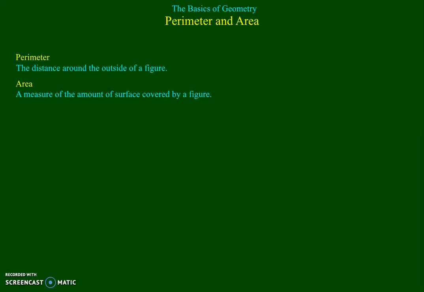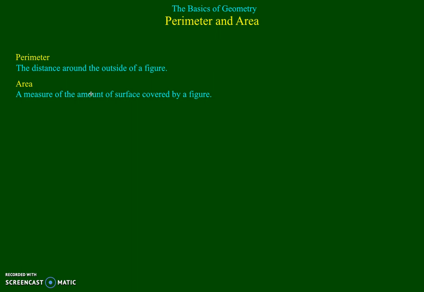This is part 7 of the series, The Basics of Geometry, and we're going to start this part off with the concepts of perimeter and area. Put simply, perimeter is the measure of the distance around a figure, and area is the measure of the amount of surface covered by a figure.